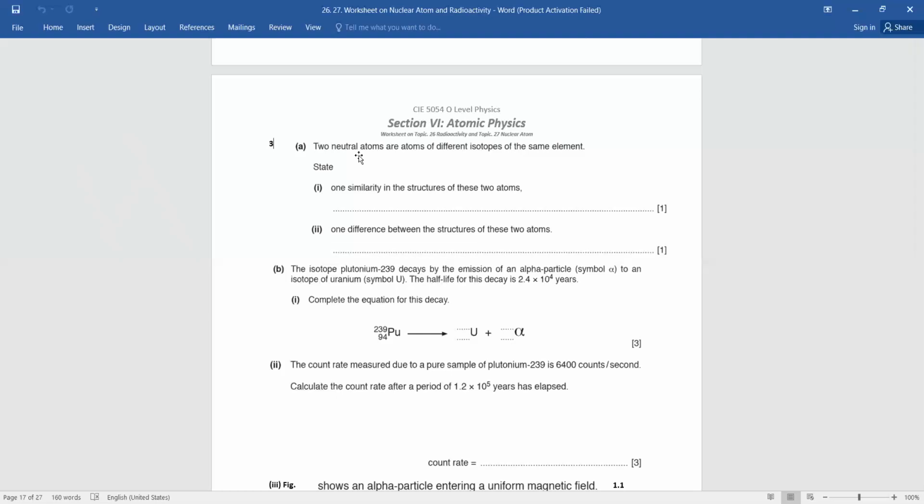Is it clear? So if you have two similarities, you can write any one of them here. One similarity in the structure of these two atoms, you can write number of protons are same, or you can write number of electrons are also same. Is it clear? Yes, sir. Okay, then one difference between the structures of these two atoms.